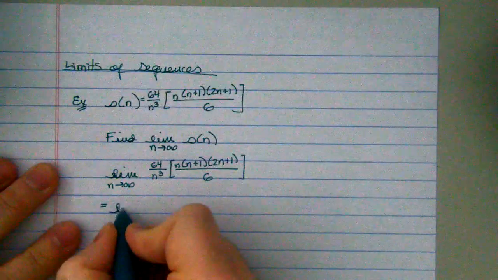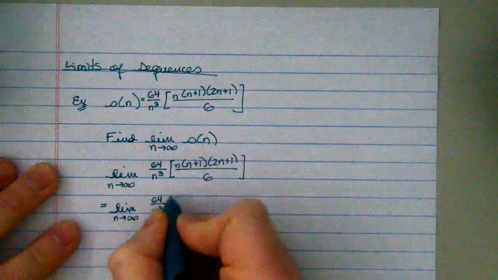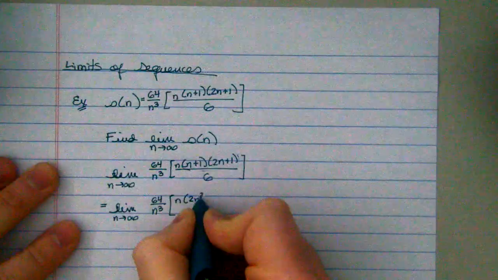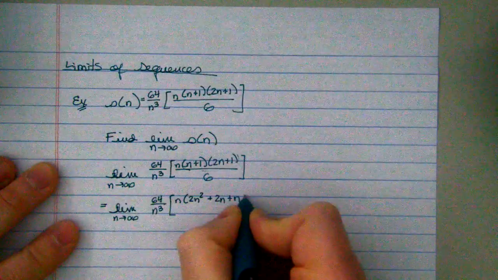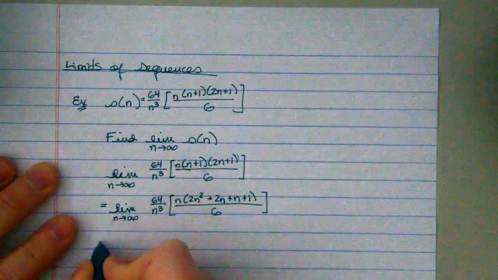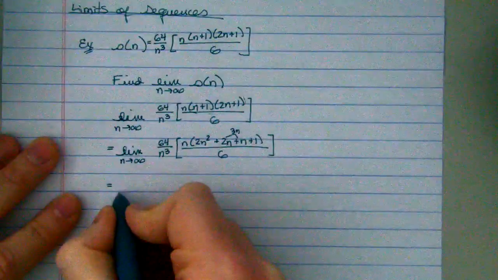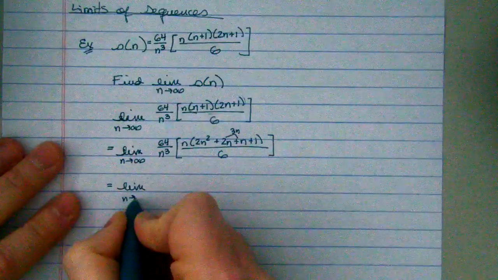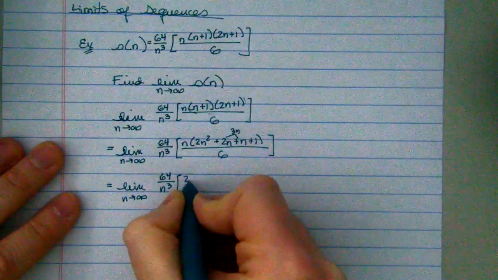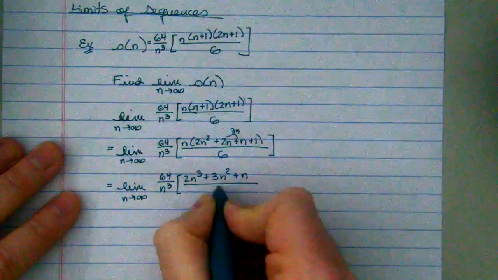I'm going to say this is the limit as n approaches infinity, and I'm just going to leave 64 over n cubed like that. I'm going to FOIL those two things: 2n squared plus 2n plus n plus 1 over 6. I'll combine like terms, make that 3n, and distribute the n, and that gives me the limit as n approaches infinity of 64 over n cubed, deal with that in a moment, times 2n cubed plus 3n squared plus n over 6.